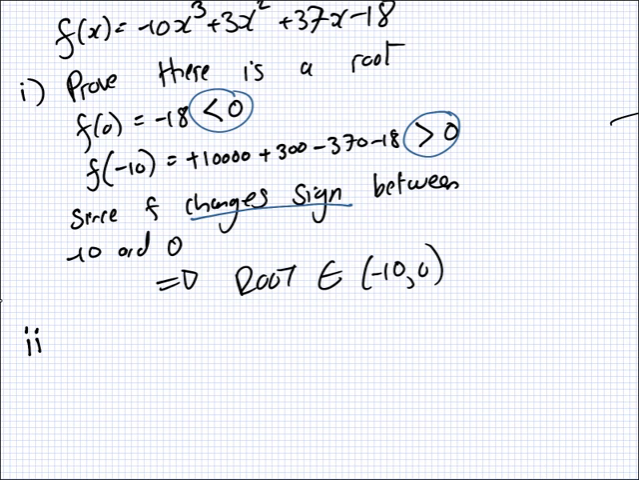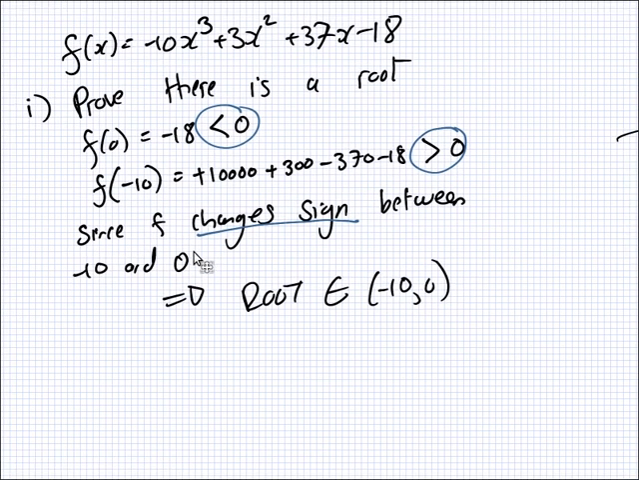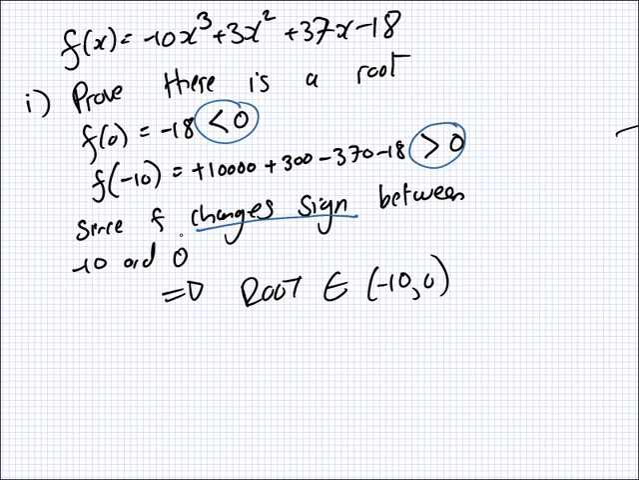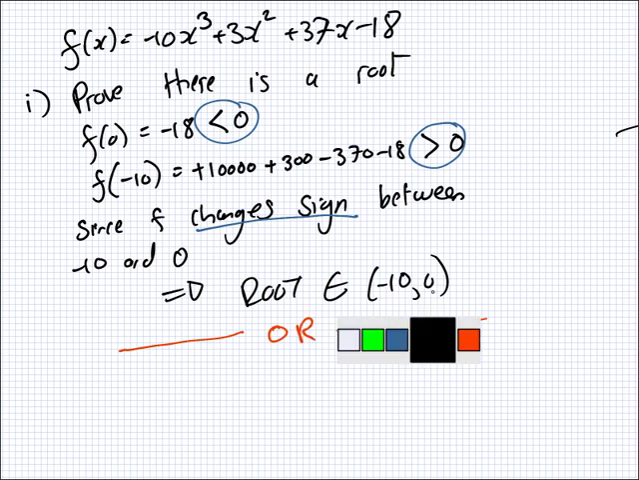Between two, changing sign between minus 10 and 0. Okay? Now, there is a second way to do this, or you could try to graph it roughly.